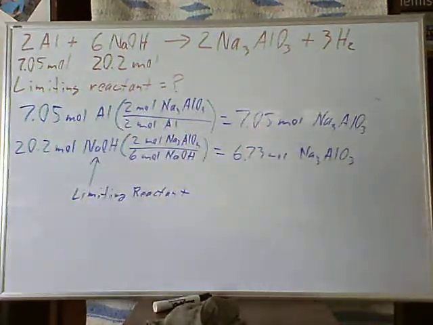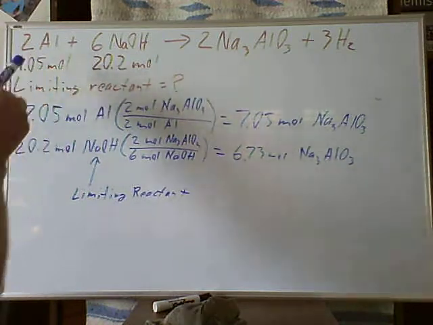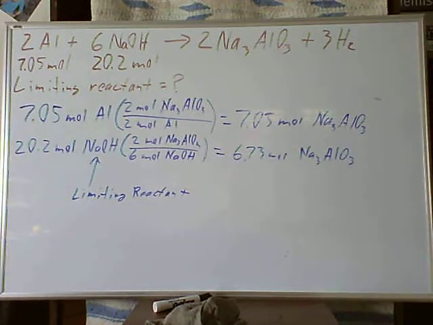And we care about this because any of our stoichiometric calculations has to be done with the limiting reactant. So if we have quantities of more than one of the reactants, we have to determine the limiting reactant first before we can finish any calculations that we want to do.